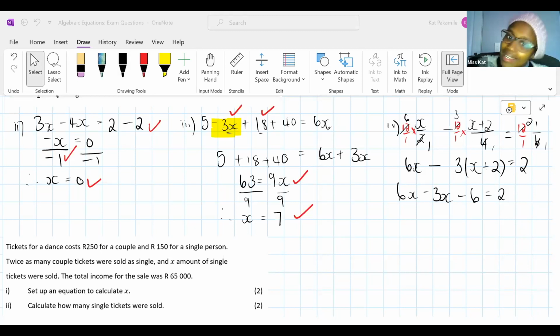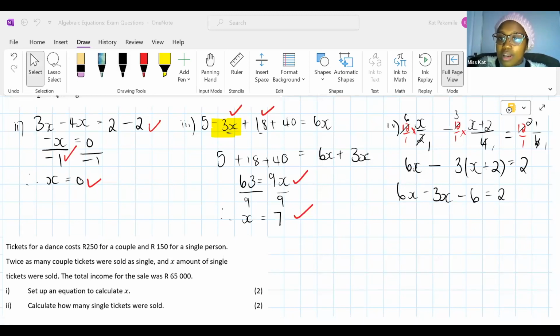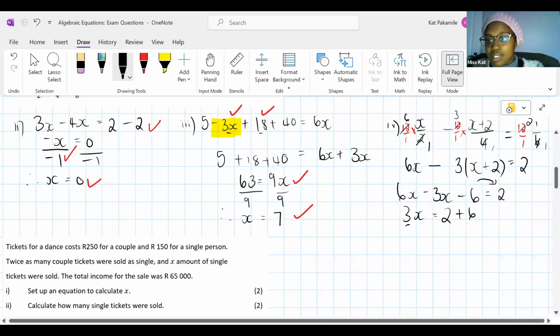Bunt, I don't like it, Bunt. I need to hear your voice. Then we separate, and as Chichi said, we add the like terms. So we're going to add: 6 minus 3x is 3x. And we don't want a constant on the left, so we take the 2 over and it becomes plus 6. So now we have 3x is equal to 8.